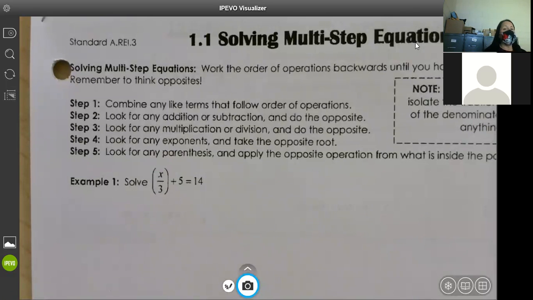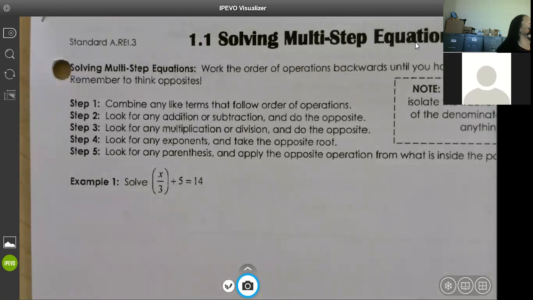So when we're solving this very first one, we have x divided by 3 plus 5 equals 14. Here's my first question. What are we solving for? What are we trying to get by itself? X. So we're trying to solve for x. Good job. So how are we going to solve it?